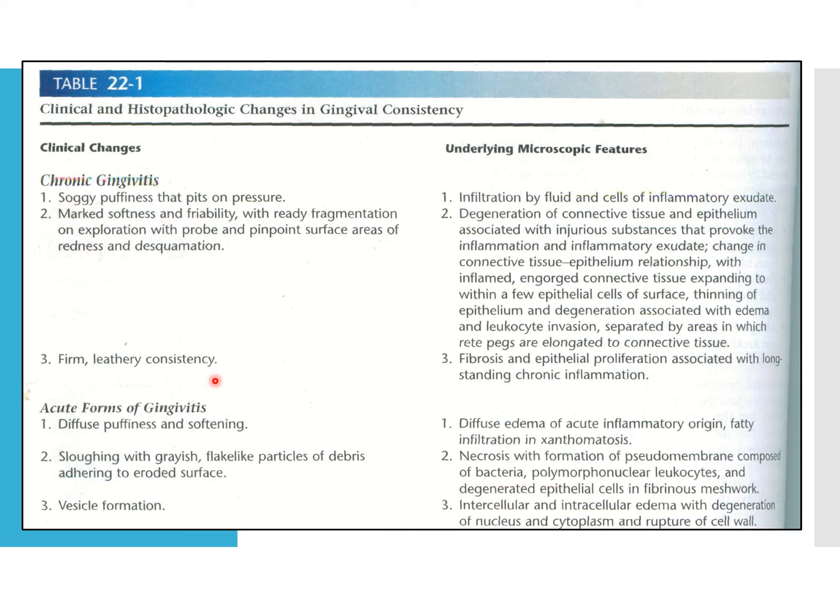Then, the firm leathery consistency, as I told before, is because of fibrosis and epithelial proliferation with long-standing chronic inflammation. The acute forms can show diffuse puffiness, which is due to acute inflammatory edema, and fatty infiltration in xanthomatosis. Sloughing with grayish flake-like particles of debris adhering to the eroded surface is mainly due to a pseudomembrane composed of bacteria. Then vesicle formation is due to intercellular and intracellular edema or degeneration of the nucleus and cytoplasm and the rupture of the cell wall.